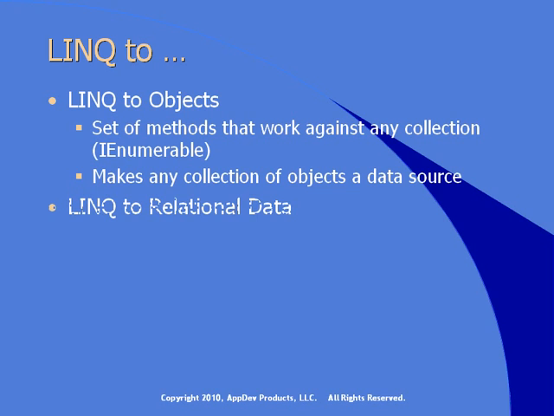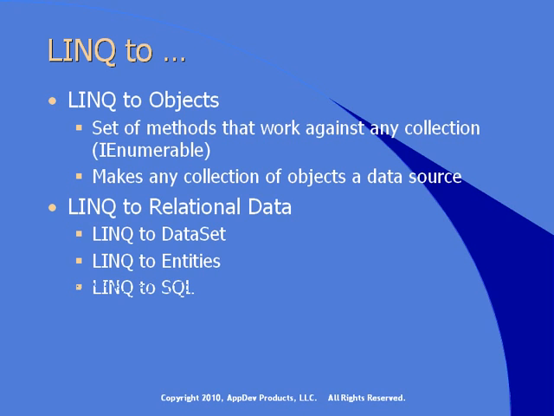We can use LINQ to relational data. For example, LINQ to dataset. There's also LINQ to entities. We won't cover that in this course because we're focusing on core language features in this course. There's also LINQ to SQL, which allows us to query SQL Server data. There's also LINQ to XML, which makes a better XML DOM. That is, it's a replacement or an addition to the XML document object model.